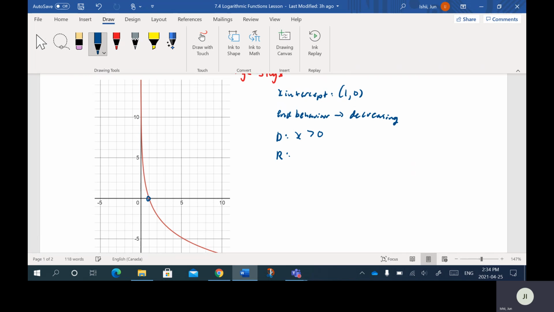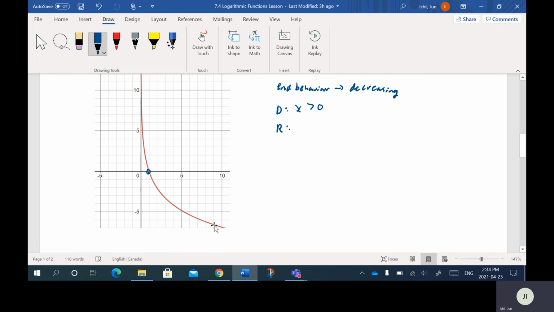And likewise, the range. If I ran a scanner up and down, this tail, you can see that it goes up forever. And even though it kind of looks like it levels off down here, and it does actually level off, it still does go down forever. So the range here would be all real numbers.